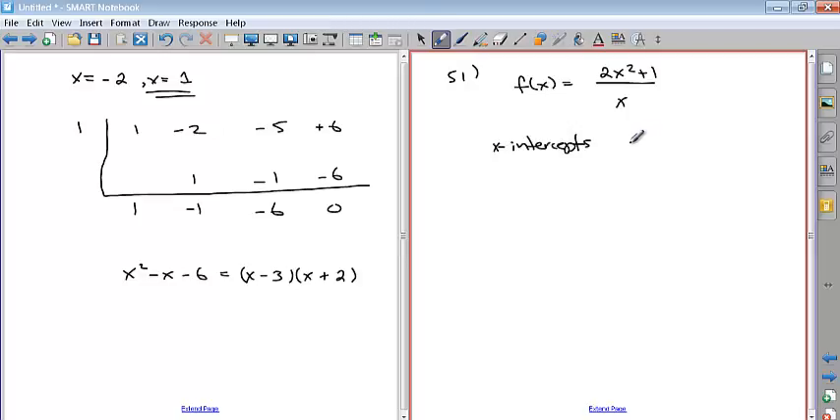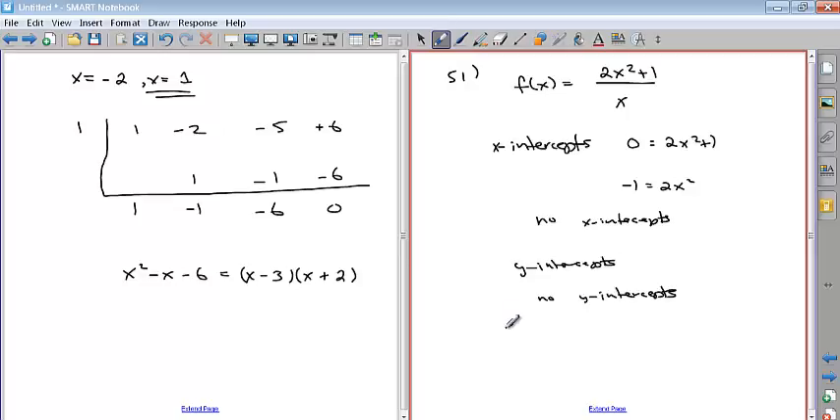What you do is set the numerator equal to 0. So you get negative 2 equals 2x squared. And then you can't do that because you can't take the square root of a negative number. So there are no x-intercepts. For y-intercepts, the problem is that when you set x equal to 0, you're going to divide by 0, which is undefined. So that doesn't work either. There are no y-intercepts.